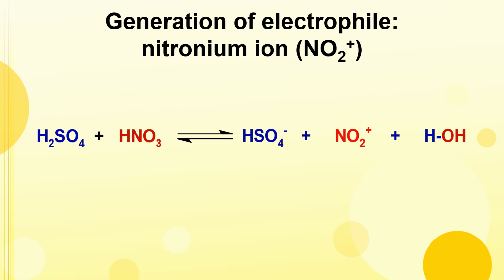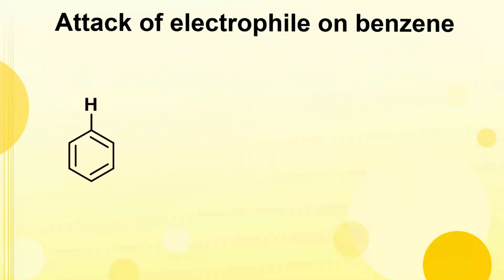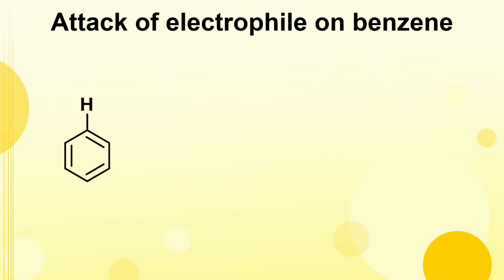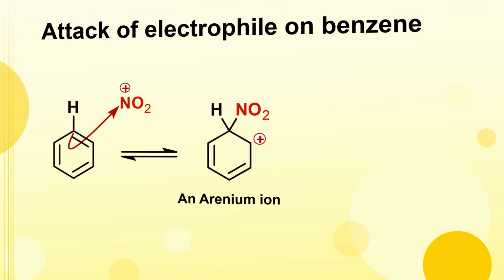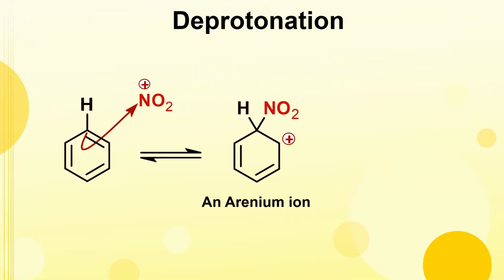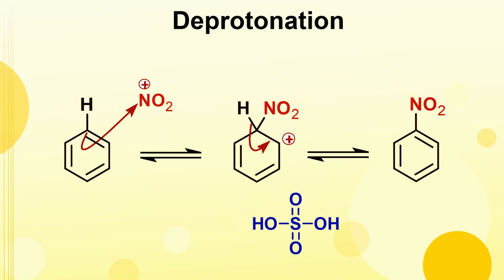Once again, the first step involves the generation of electrophile nitronium ion NO2+. Thus formed nitronium ion attacks benzene ring by giving an intermediate arenium ion. In the last step, the intermediate arenium ion loses a proton, giving the final product nitrobenzene and regenerating sulphuric acid.